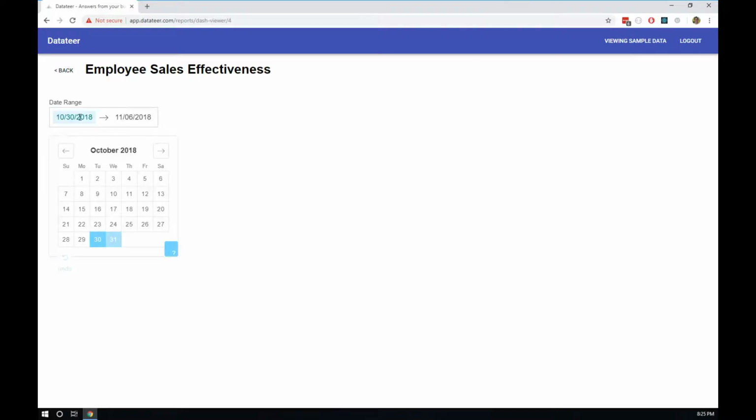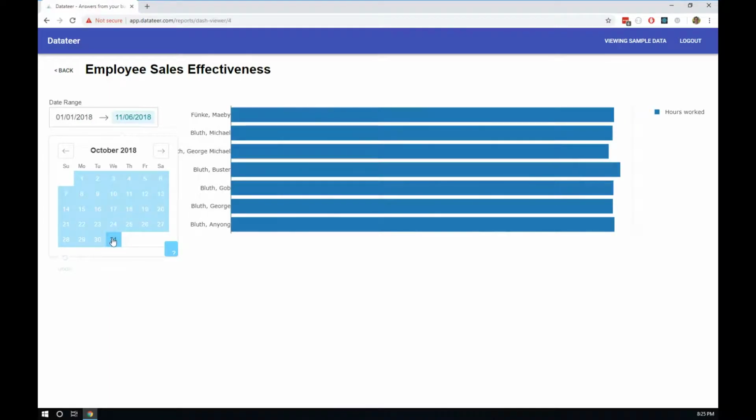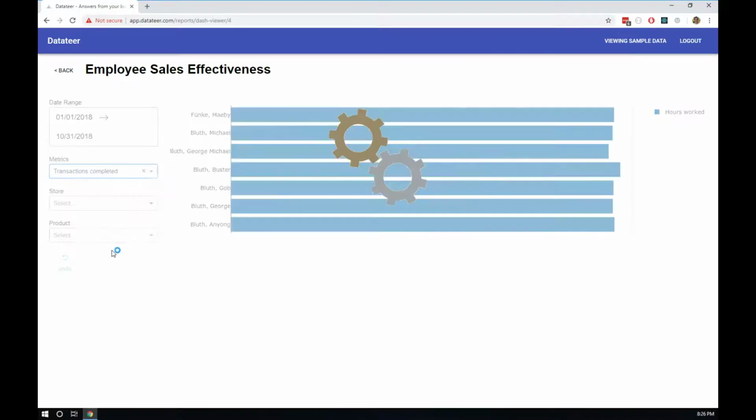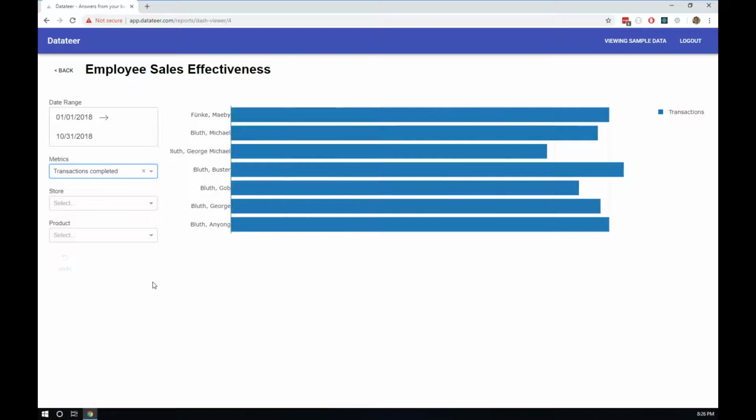We're looking at sample data here. I'll put in a date range from January 1st to October 31st. And the metrics we can review, there are a variety of metrics in here. Hours worked isn't all that interesting, but there are several here that are pretty basic. Revenue earned, quantity sold, how many transactions each employee completed. You can even see a pattern here between maybe and George Michael. There's quite a difference there.